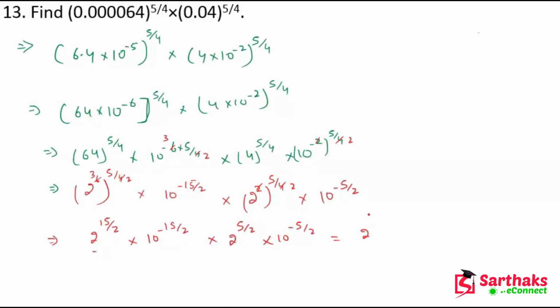So this will become 2 raised to power 15 upon 2 plus 5 upon 2 into 10 raised to power minus 15 upon 2, and if we add this, here is the sign of negative, so this is minus 5 upon 2. So this will become 2 raised to power 15 plus 5, which is 20, so this is 20 upon 2. Similarly, 10 raised to power minus 20 upon 2. So this will become 2 raised to power 10 into 10 raised to power minus 10. So this is the answer of this problem. I hope you understand these things, my dear friends.